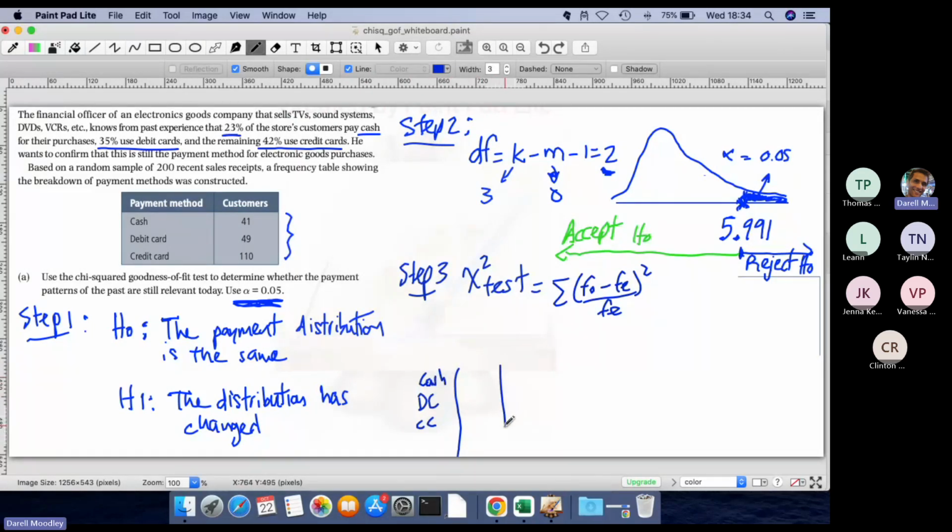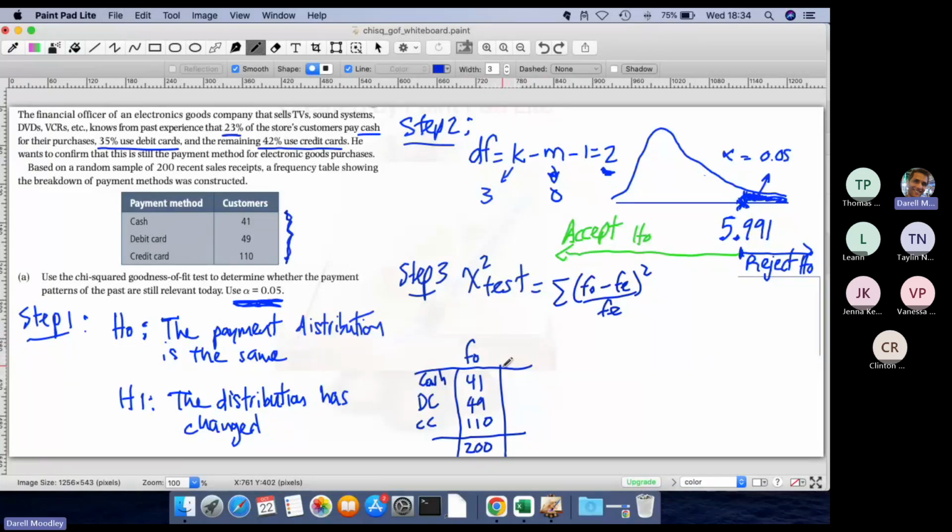Now we have our observed frequencies, your F0. Your F0 is just what you've observed from your data, and that's these values here. Your F0 for cash is 41. That's the frequency of how many people you counted who paid by cash. For DC, it's 49. And for CC, it's 110. So the total, if you add all those numbers up, is 200.